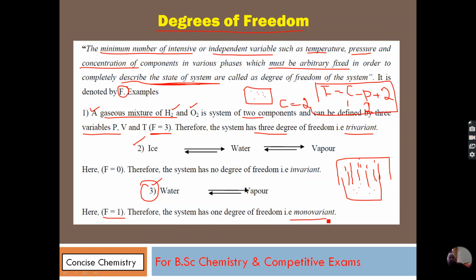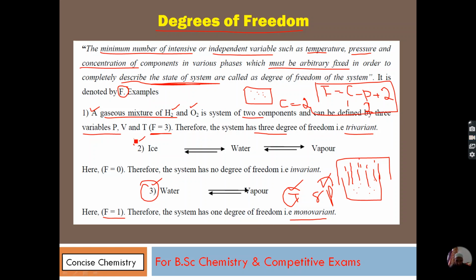It means हमें एक ही variable को fix करना पड़ेगा. We need to arbitrarily fix one variable, that may be pressure, that may be temperature. उससे क्या होगा? The other variable will get automatically fixed. We know that ये equilibrium हमको achieve हो सकता है at a particular temperature and at a particular pressure. ठीक है? If you vary the temperature, the pressure will also get automatically fixed. So we need not worry about the pressure. Now to achieve this water vapor equilibrium, हमें क्या करना है? We need to fix only the temperature, and the pressure will automatically get fixed. So it's a monovariant system. ठीक है? The degrees of freedom is 1.